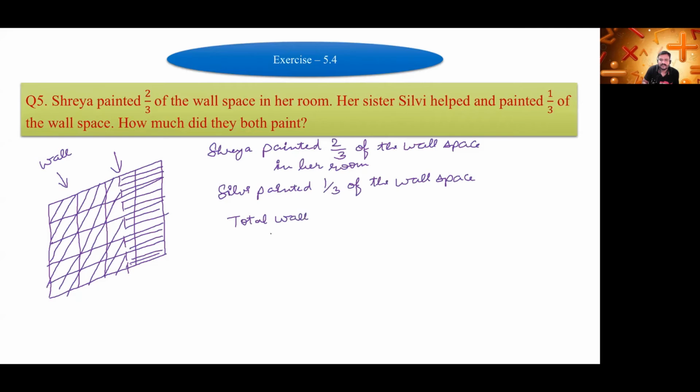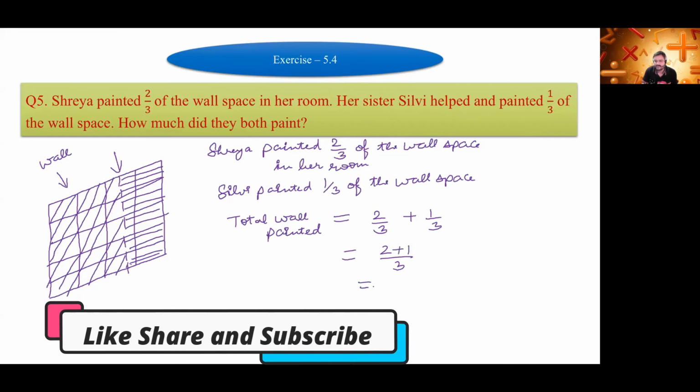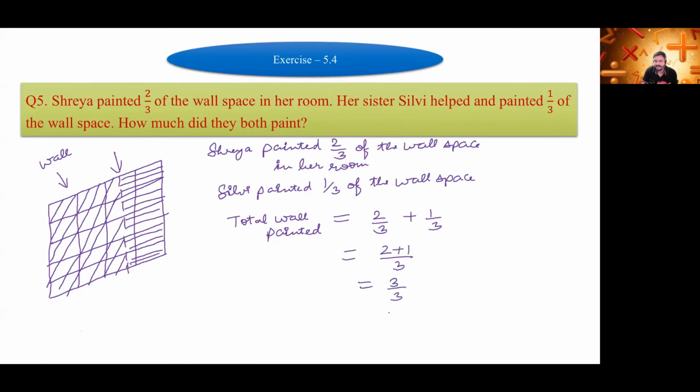wall painted will be what? As it is, you will write it. Each and every step should be there. It will be 2 by 3 plus 1 by 3. Now these two are like fractions, the denominator is the same, so we will write a common denominator. Numerator will be what? 2 plus 1, so it will come 3 by 3. So the complete wall is painted. 1 means the complete wall is painted.